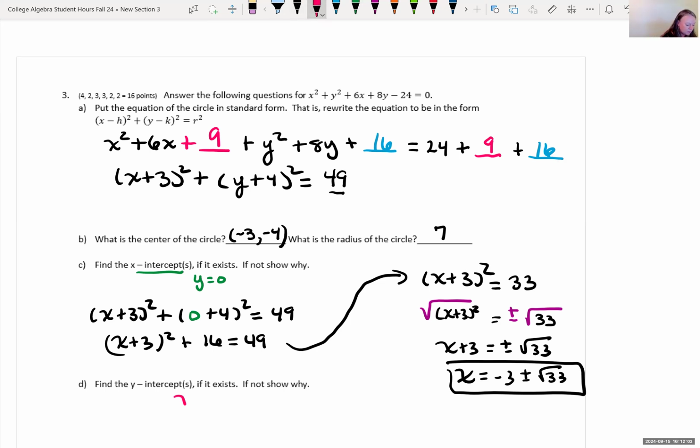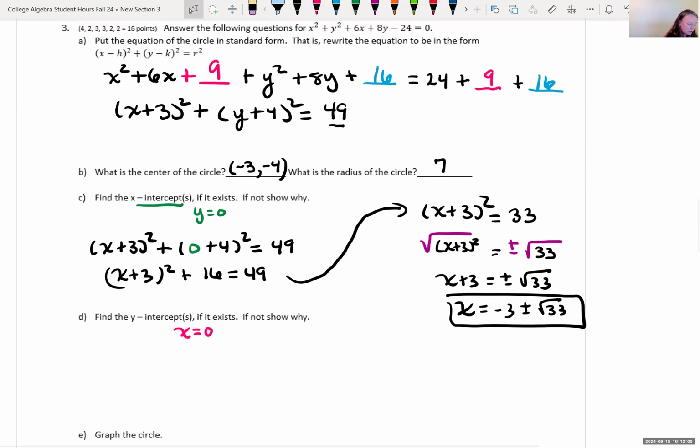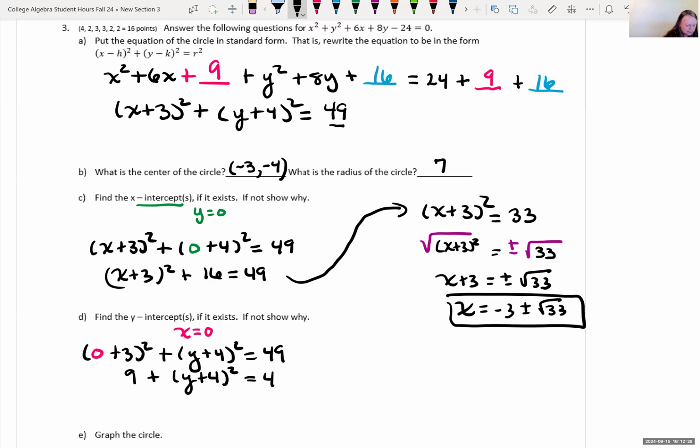To find the y-intercepts, if they exist, that is when x is equal to 0. So we're going to set x equal to 0 and we're going to solve for y. So going again into the perfect square, or standard form, I have (0 + 3) squared + (y + 4) squared equals 49. 3 squared is 9, plus (y + 4) squared is 49. Let's get that constant of 9 on the other side. Subtracting 9 on both sides, we have (y + 4) squared equals 40.